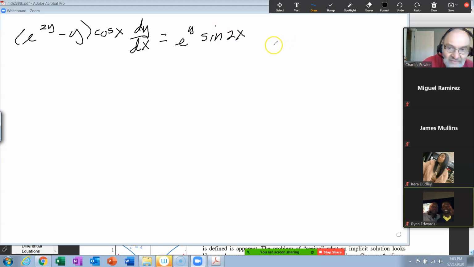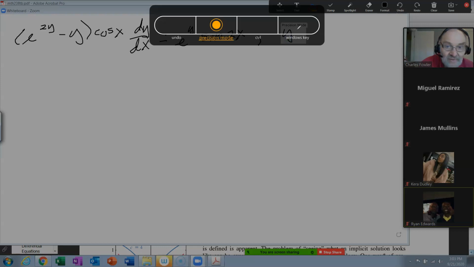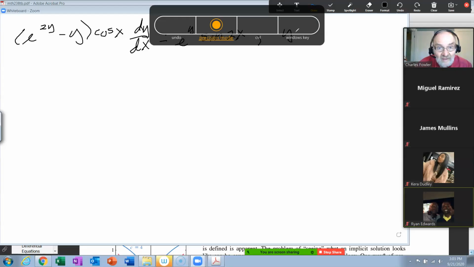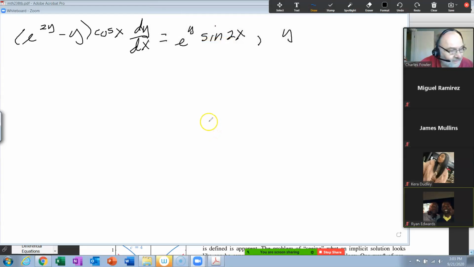All right, that's the differential equation. Here's the initial value, y of 0. Sorry, I don't know if you can see that, but my screen kind of messed up. Y at 0 is equal to 0. Okay. I hope I've copied the problem right now.